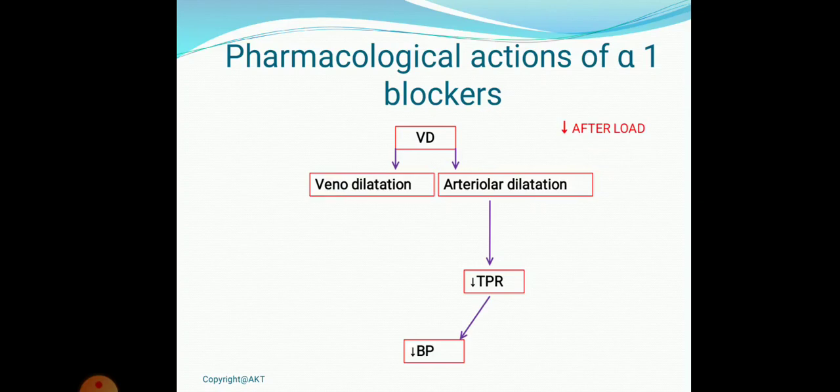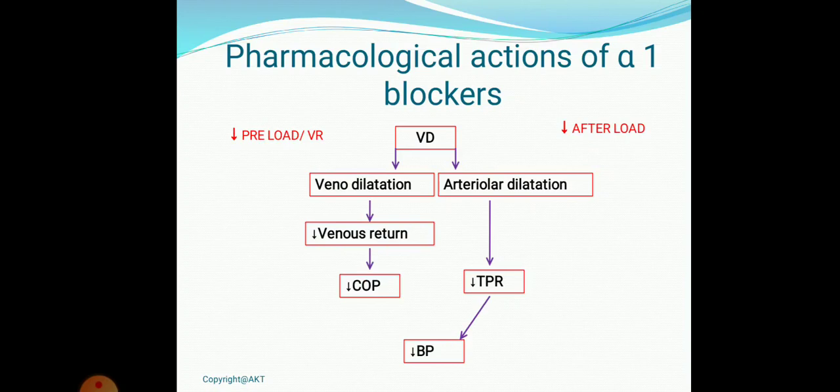On the other side, it also produces venodilatation, dilatation of the veins, resulting in decreased venous return, also called preload, that is the load given to the heart or the amount of blood coming back to the heart. Because of decreased venous return, as per Starling's law of the heart, there will be a decrease in force of contraction, leading to a decrease in cardiac output. Altogether there will be a decrease in blood pressure, and this is a drug highly useful for treating hypertension.